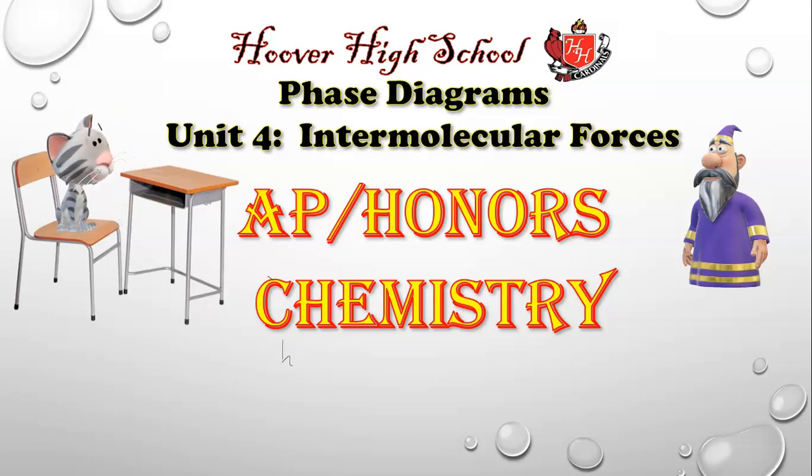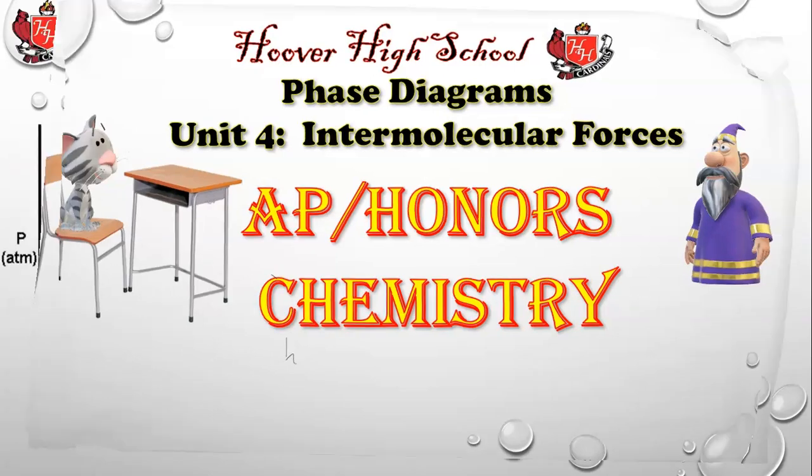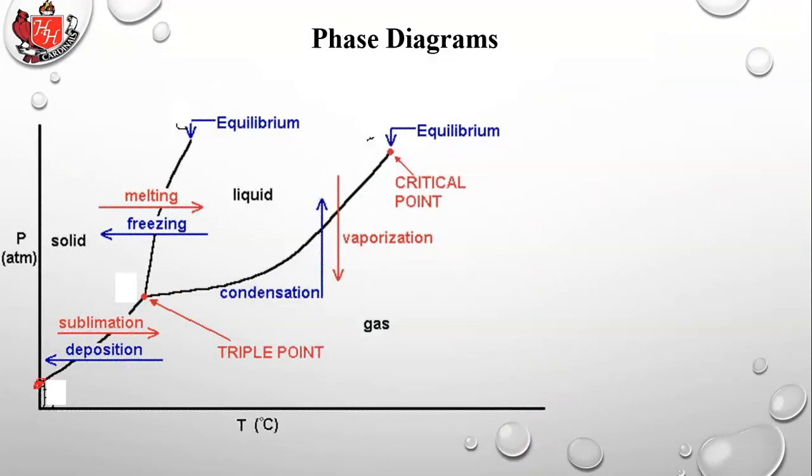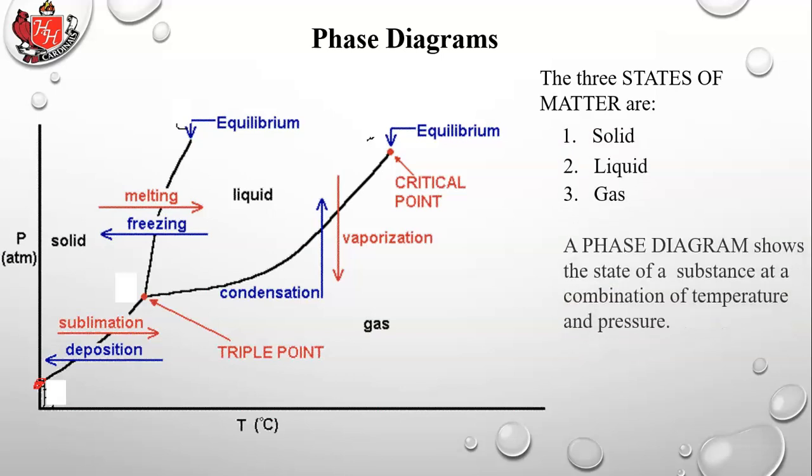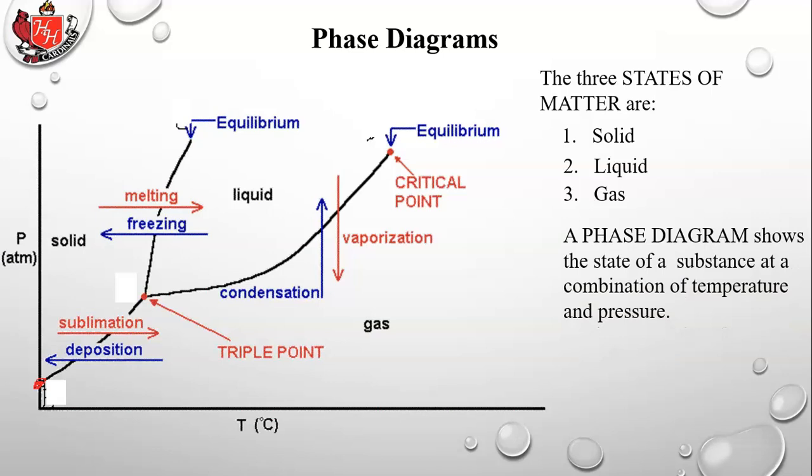Chemistry, we're moving on to the third lesson in our unit on intermolecular forces, and this deals with phase diagrams. Okay, so there are three states of matter: solids, liquids, and gases. So a phase diagram shows the state of a substance at a combination of temperature and pressure.